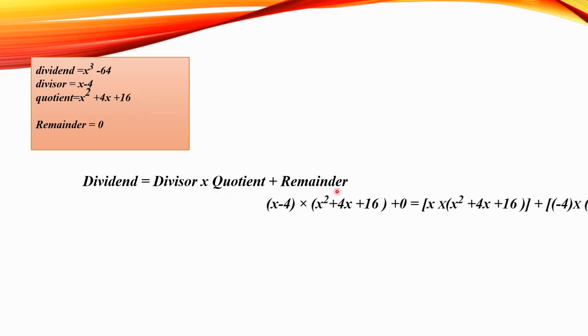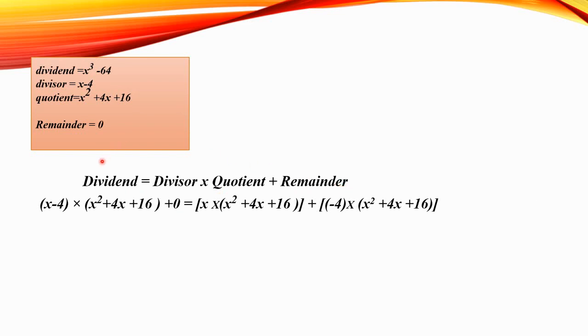So now we got dividend is equal to x raised to power 3 minus 64. Divisor is x minus 4. Quotient is x raised to power 2 plus 4x plus 16, and remainder is 0. So we shall prove that dividend is equal to divisor multiplied by quotient plus remainder.